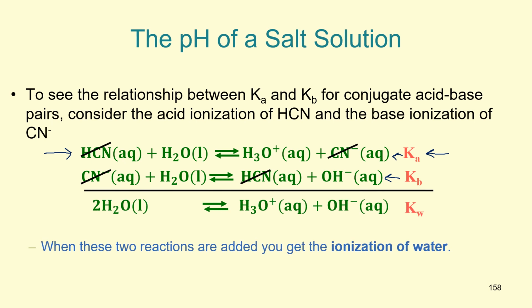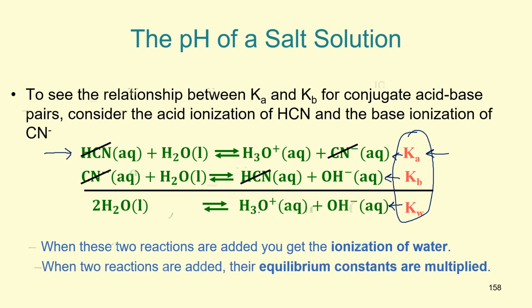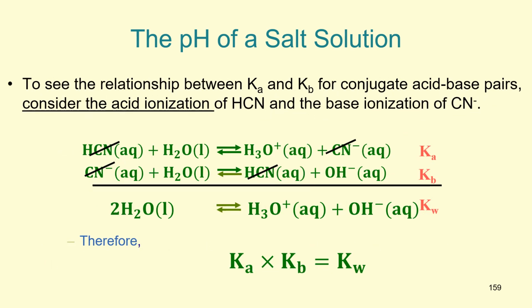The HCN cancels, the CN negative cancels, and we have 2H2O giving us H3O plus and OH negative. Well, that's our self-ionization of water, and we know the K value with respect to that equation is Kw. And so now we know how these three are related. The Ka times the Kb equals Kw. So Ka times Kb equals Kw.